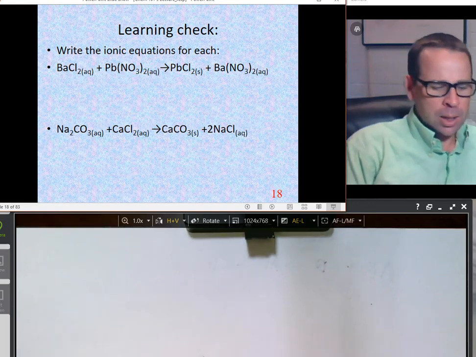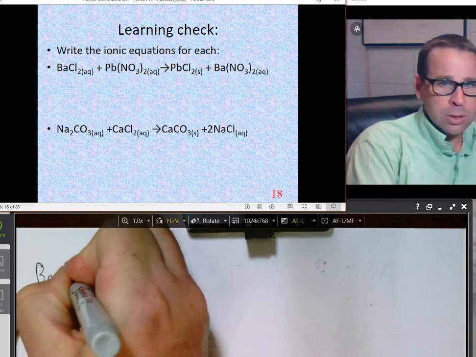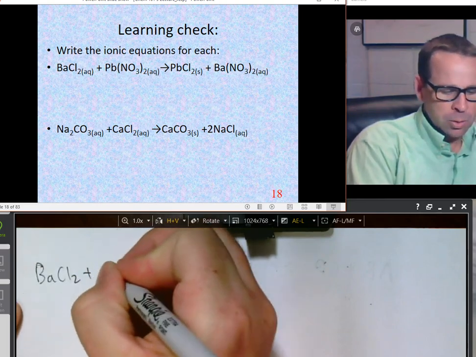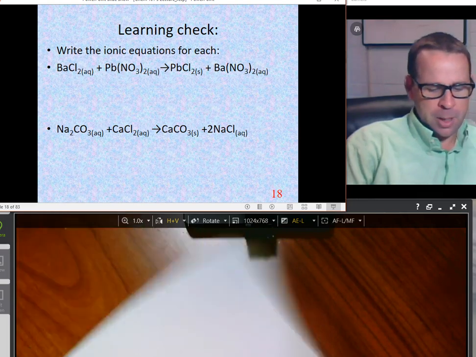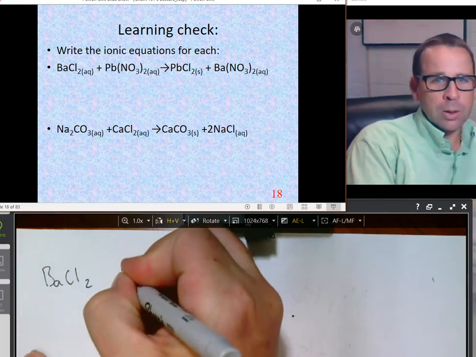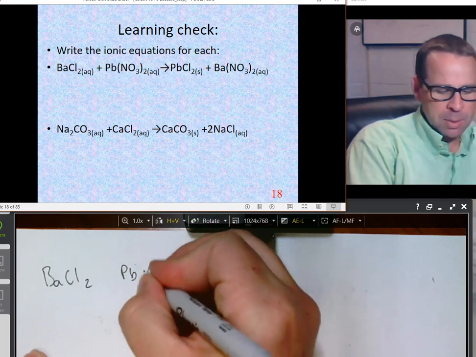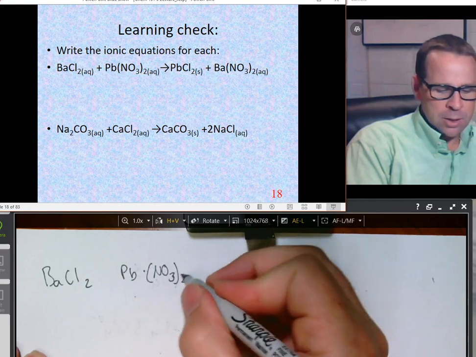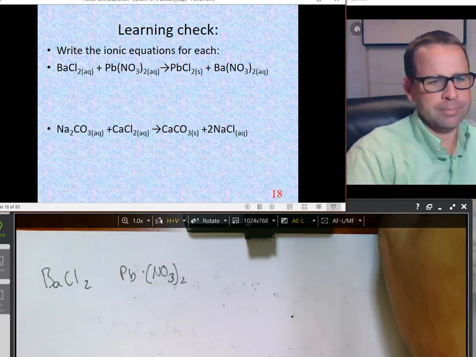Okay, you start off with BaCl2, barium chloride. Let me start over. Barium chloride, lead nitrate, and this is lead 2 nitrate. Can you see that? Because the nitrate ion has a -1 charge, right?